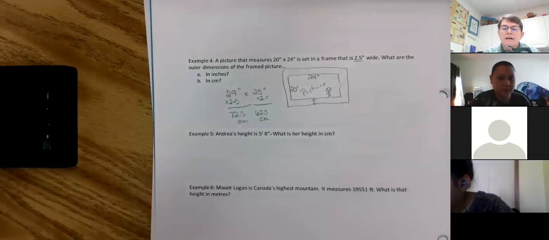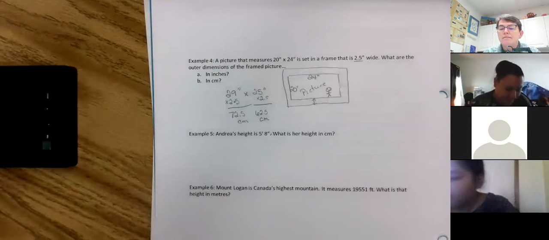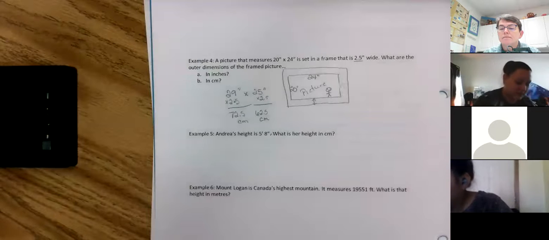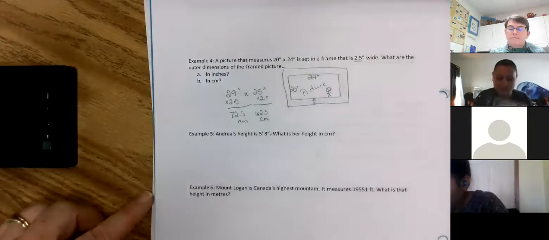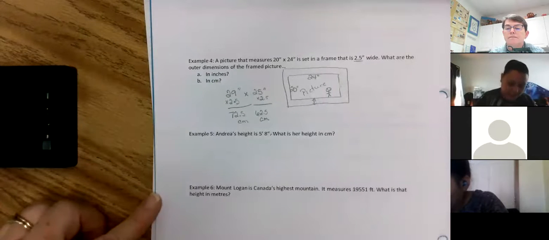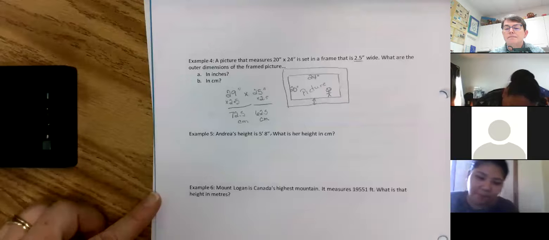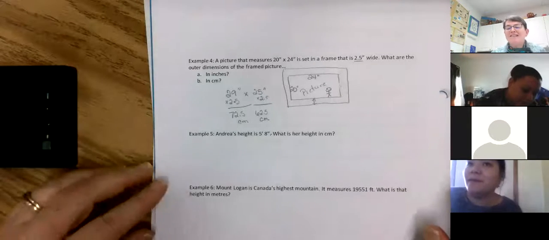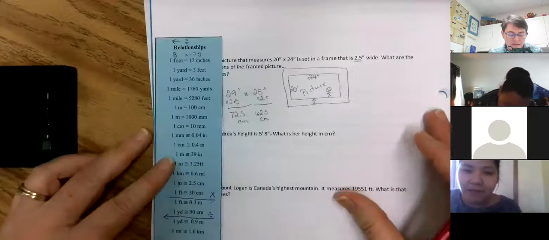So Andrea's height is 5 foot 8 inches. What is that in centimeters? Anybody got any ideas? Mary Lynn, what would you do? I can't remember. Oh, you guys are all tired today. Use the chart for it. Yep. Okay. Tell me what to do, John.